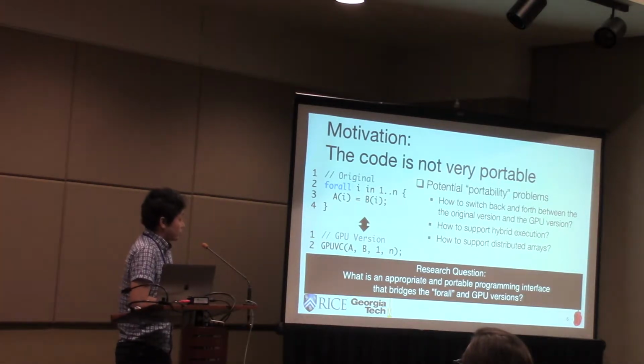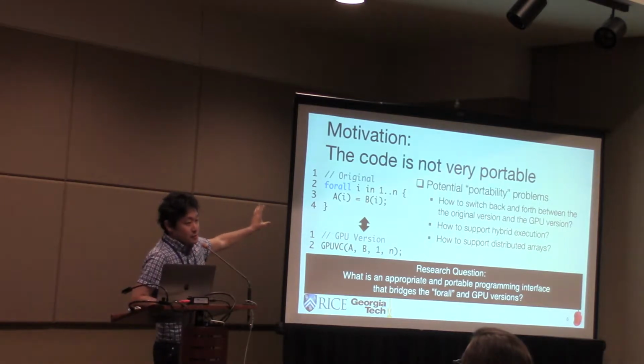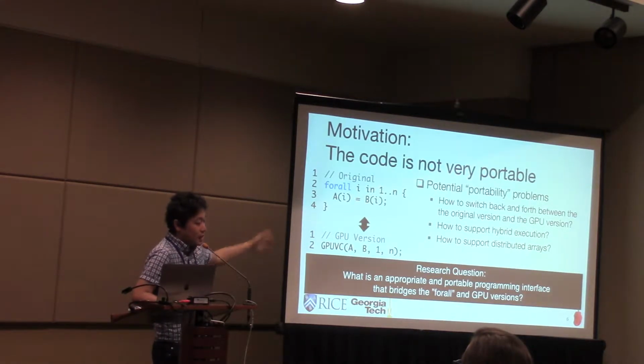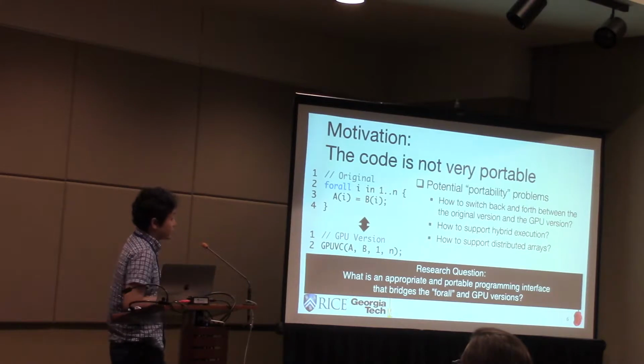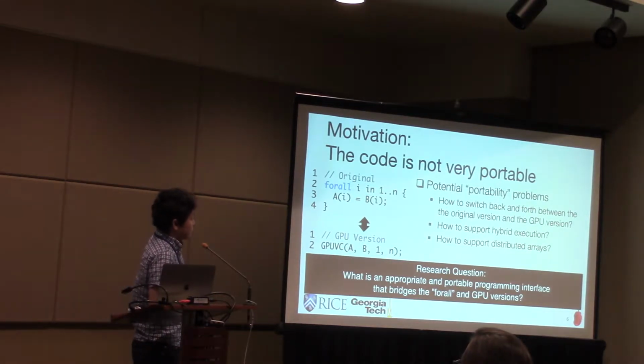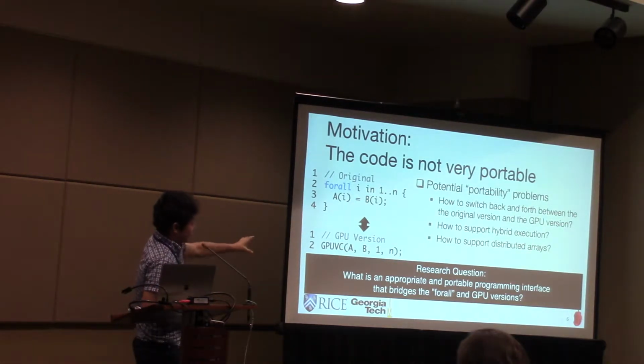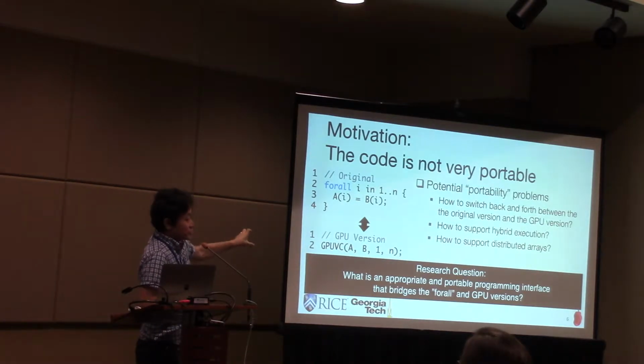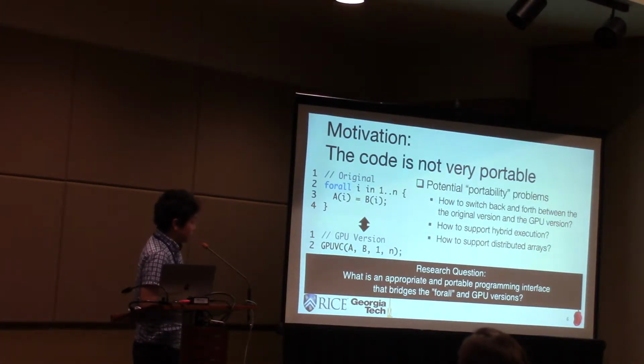And also, when we want to run this code on a distributed machine, say Vlad talked about the distributed domain, it's actually non-trivial for us to implement this GPU version with a domain map, a Chapel distributed domain.